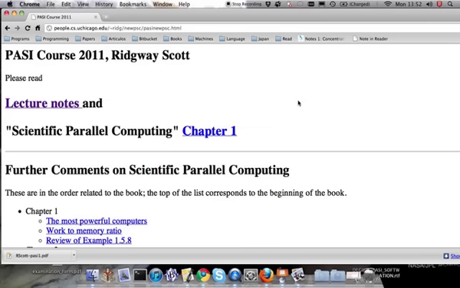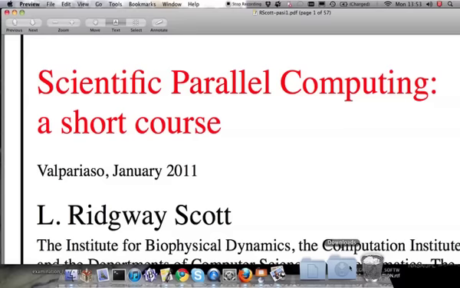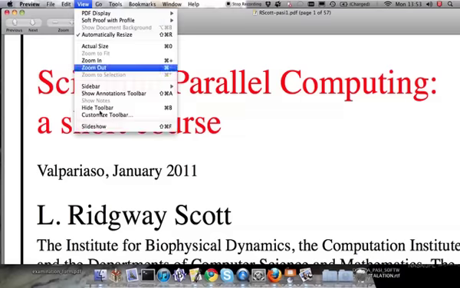And then what I'm talking about is largely based on a book called Scientific Parallel Computing. Chapter 1 is available from the publisher, so I put it there for you to get and read. The idea is that I'd like you to read that as part of the course. And when you download the lecture notes, you should get something that looks like this. Why don't we take a look at that and get going then.